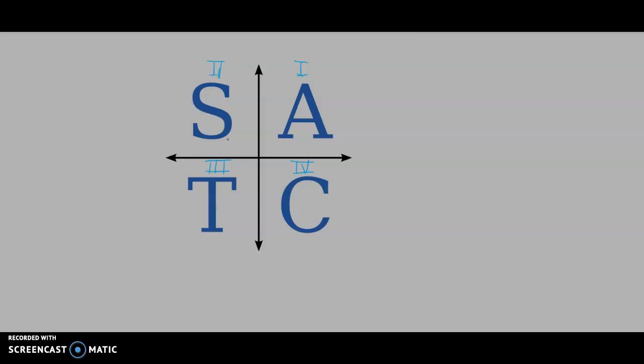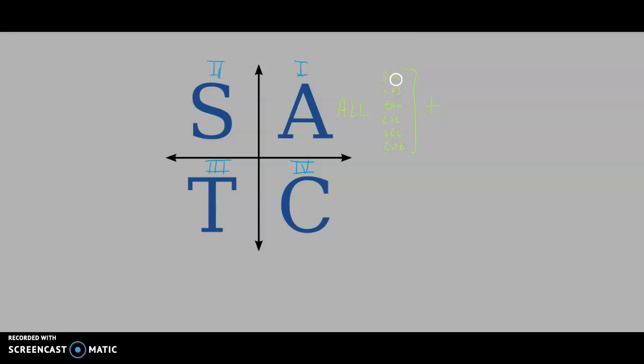And so in the first quadrant, what the A stands for is all. So all of our trig functions are positive. So sine, cosine, tangent, and all of their reciprocals, cosecant, secant, and cotangent. All 6 of these are positive in the first quadrant. No matter which one you're looking at, it's going to be positive.